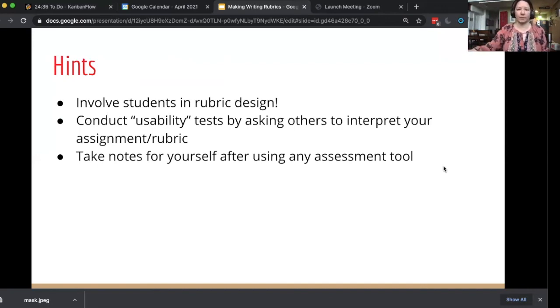And then lastly, be sure after you use the rubric that you take some notes on how it went. Was there something that you didn't include that you saw a lot of students doing, either for better or worse, something that you want to highlight and give them credit for? Say, a good paper does this, and I didn't realize that that was something I was looking for. Or maybe there's a problem that keeps coming up that wasn't in your assessment tool. So for any kind of assessment tool, not just rubrics, you want to take notes after you've used it to see how you can improve it in the future.